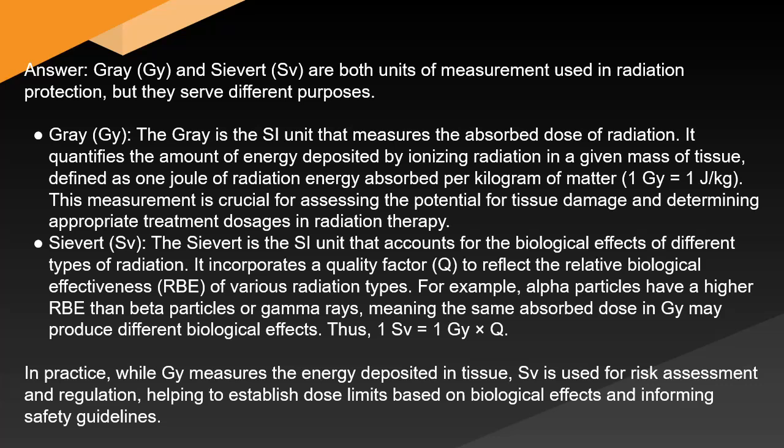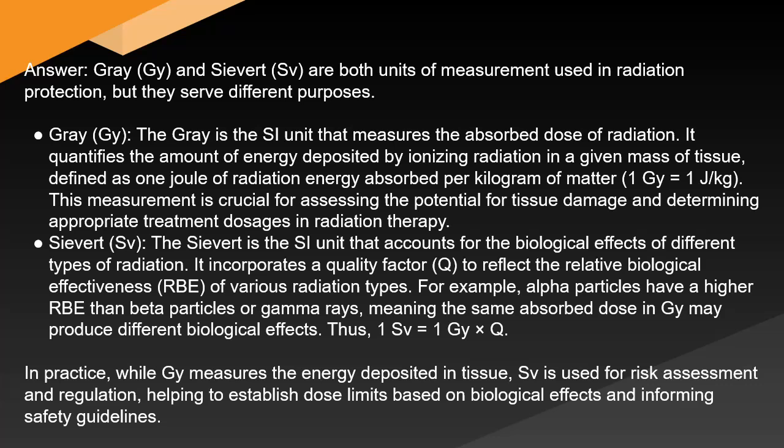It quantifies the amount of energy deposited by ionizing radiation in a given mass of tissue, defined as 1 joule of radiation energy absorbed per kilogram of matter, 1 Gy = 1 J/kg. This measurement is crucial for assessing the potential for tissue damage and determining appropriate treatment dosages in radiation therapy. Sievert (Sv). The Sievert is the SI unit that accounts for the biological effects of different types of radiation.